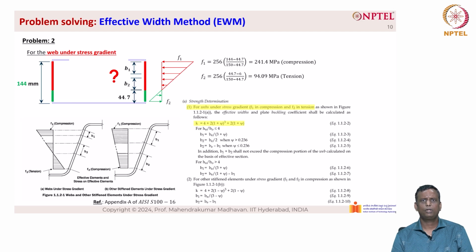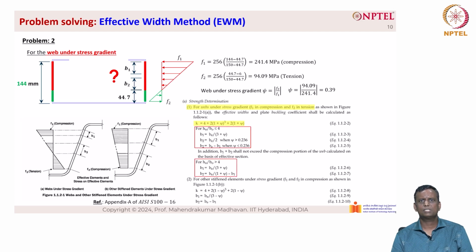So we have got F1 and F2. Now we have to find out psi so that we can find out the value of K. That psi, the web under stress gradient, is given as modulus of F2 by F1. So we have 94.09 divided by 241.4, and we have a fraction of 0.39 as the psi.